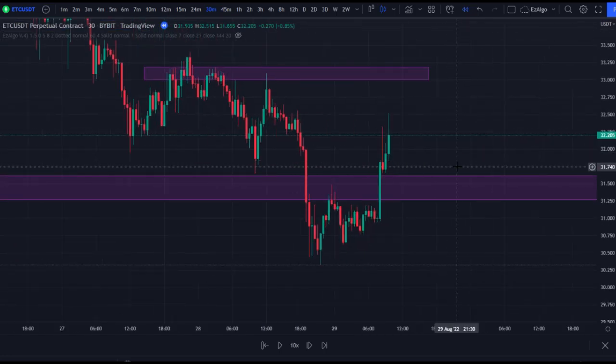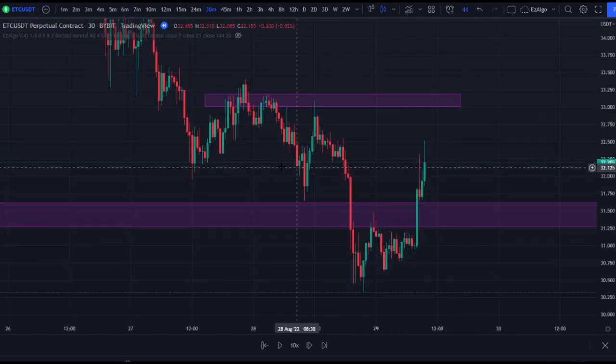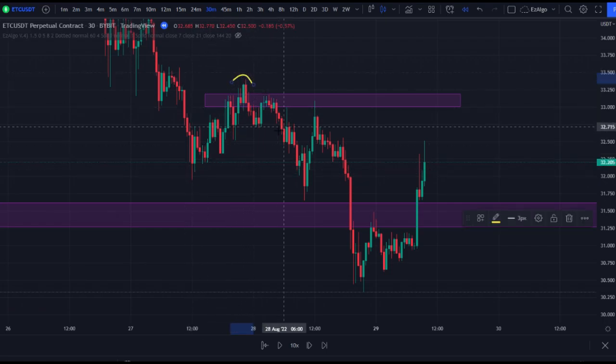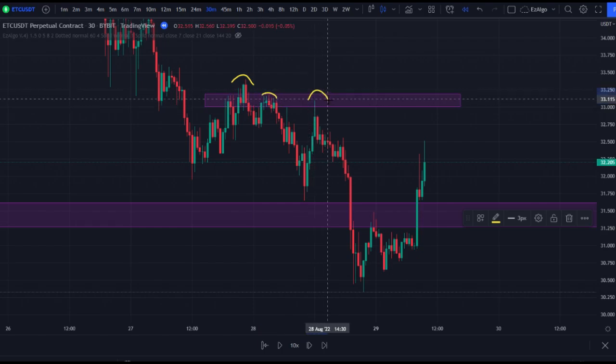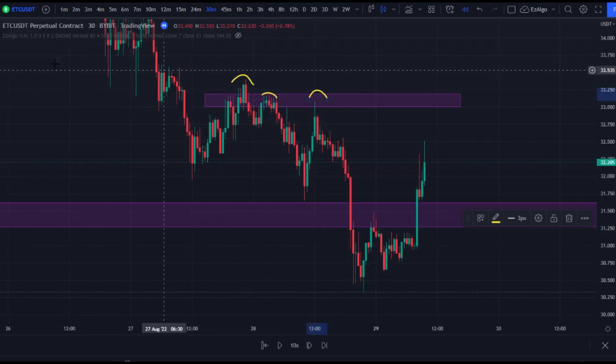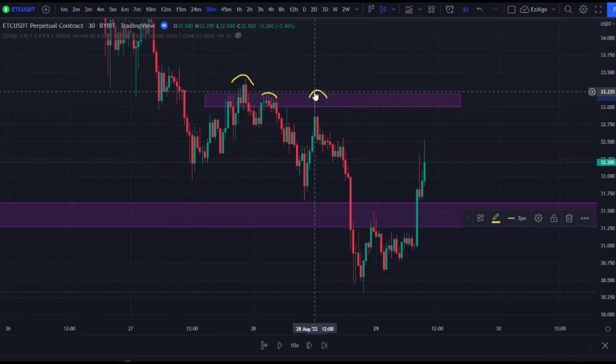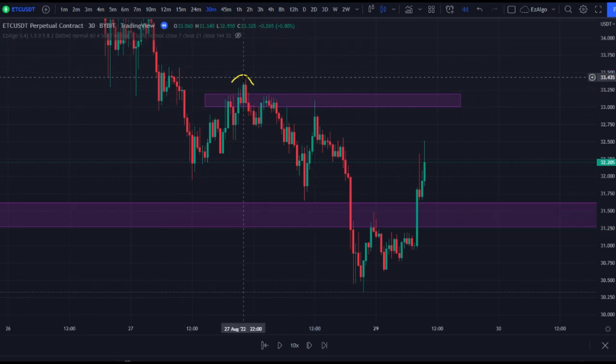So I quickly drew out another zone where price had rejected from. Came above, deviated below, got rejected again, broke below, came up, got rejected again right there, and we're about to test this area once more. So I'm looking for shorts in this area. All right, this is where I'm looking for shorts.